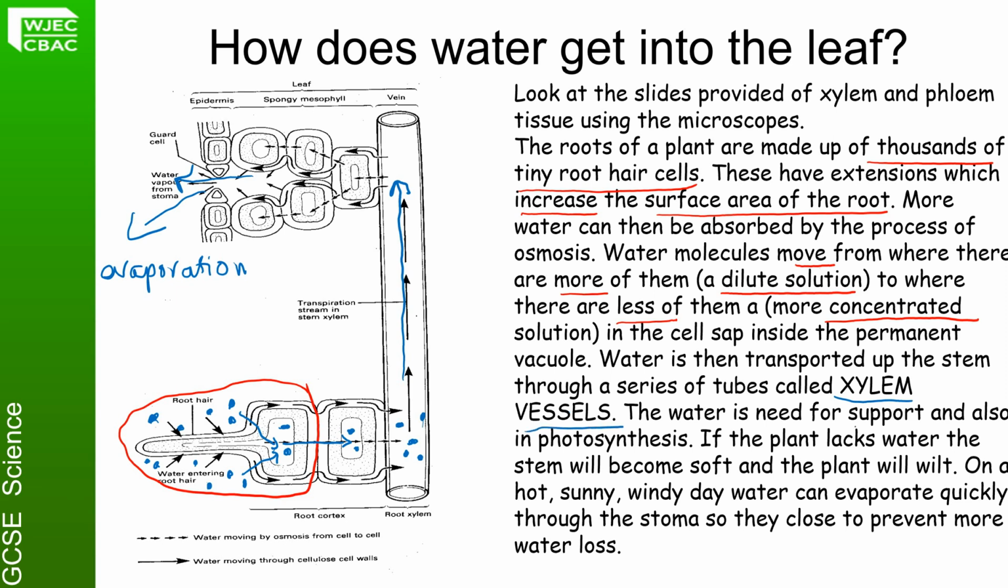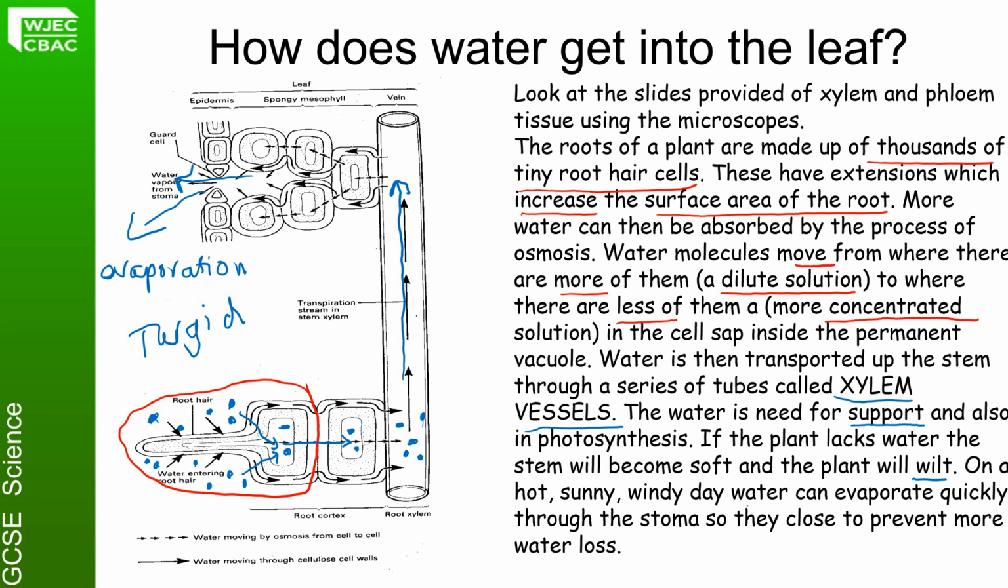The reason why plants need water is not just for photosynthesis, but also for support and to keep the cells rigid. If you remember from the unit on osmosis, when water enters a cell and it swells, it becomes turgid. So we want plants to remain turgid. We want all the cells in the stem to remain turgid. Otherwise, our stem will become floppy and the plant will wilt.